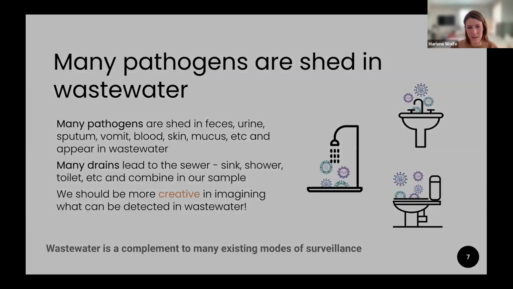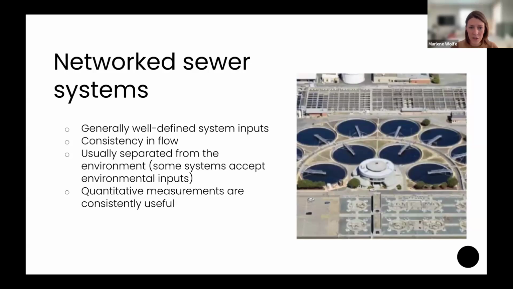existing modes of surveillance. For network sewer systems, we generally have well-defined system inputs, some consistency in flow, even if not naturally, it is managed to create consistency. And it's usually separated from the environment. Some systems accept environmental inputs and storm overflow, but most in the United States do not. And so that means that quantitative measurements are consistently useful.